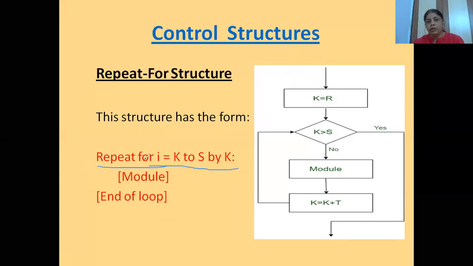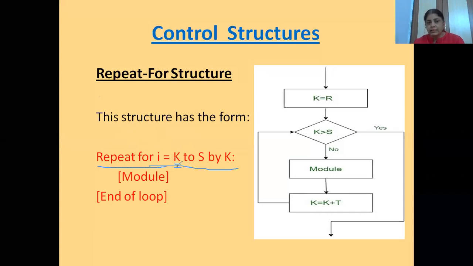Repeat for I is equals to k to s. आप C++ में कैसे लिखते थे? For I is equals to 0, I is less than equals to 10, semicolon, I plus plus. So that was the format for C++. But for an algorithm, what do you have to write? In this, if you see, the initial condition is your k. For I is equals to 0, जैसे हम C++ में लिखते थे. So here the initial condition is this.